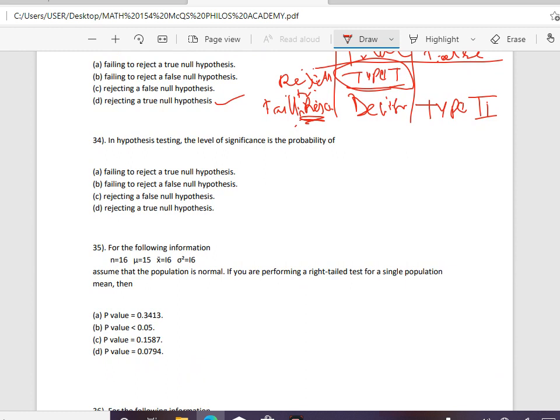Type 1 error is also the level of significance. Type 1 error is also the level of what? Significance. So if type 1 error is the probability of rejecting a true null hypothesis, then the level of significance will be the maximum probability of rejecting a true null hypothesis. So the answer is also D.